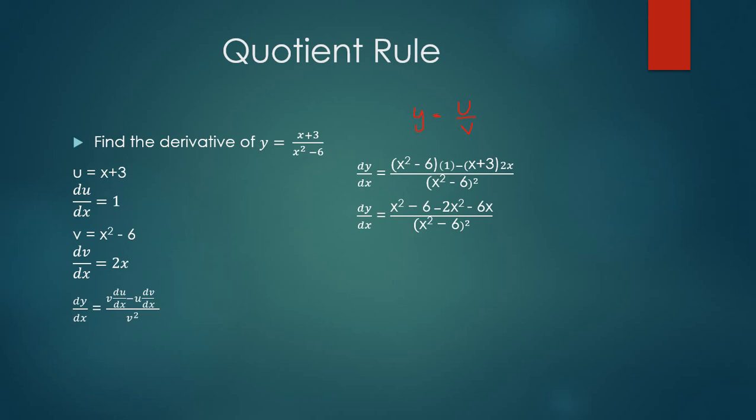Alright, just a reminder. So simplifying that, we get dy by dx to be equal to minus x squared minus 6x minus 6, all divided by x squared minus 6 being raised to the second power. Now usually we don't expand the denominator. Usually we just leave it as is, and this would be our answer. So this concludes today's video on differentiation. So we looked at the chain rule, the product rule, and the quotient rule.